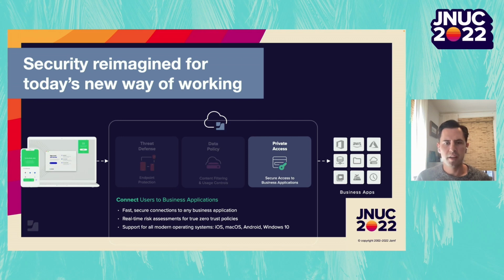Now that I've highlighted both the general internet protection we provide with threat defense and data policy, I'm going to dive a little bit deeper into that business app traffic with private access. This third and final capability within Jamf Trust is all about secure access to business applications. So we use zero trust security principles, and what that means is we make sure the right people are accessing these apps, and we make sure that the devices are safe and secure both before and while we're giving them access to these applications.